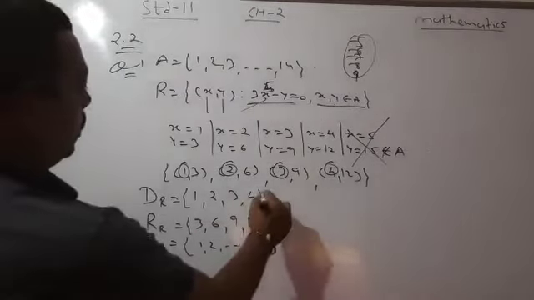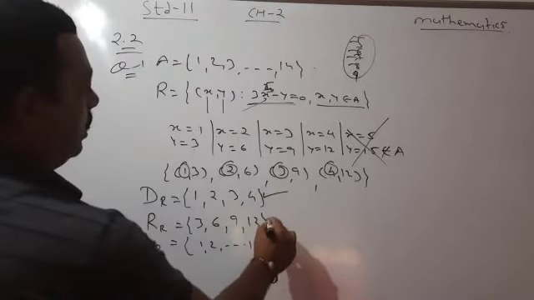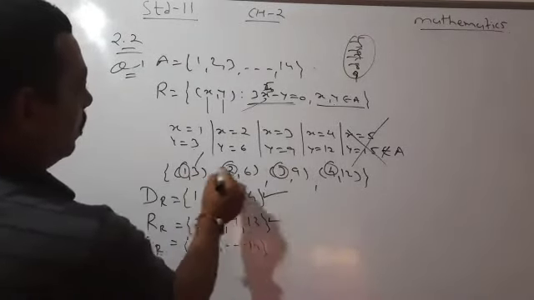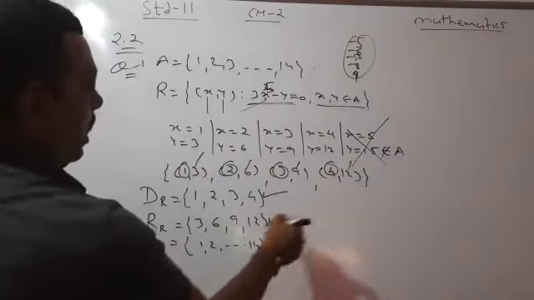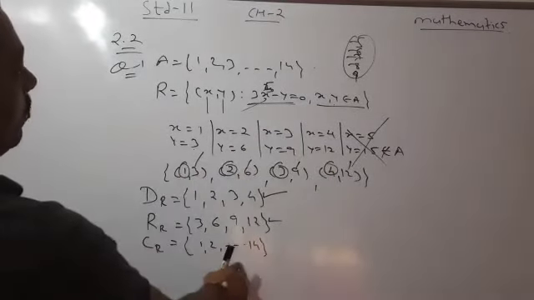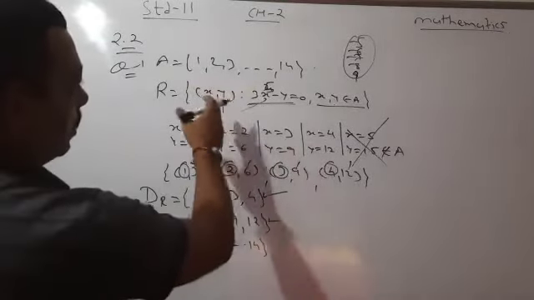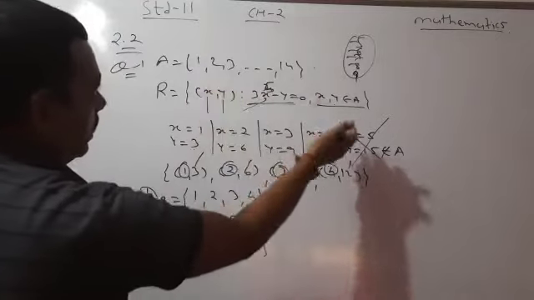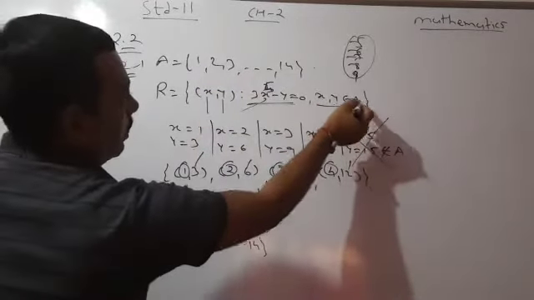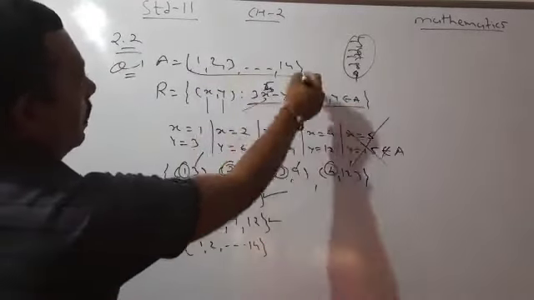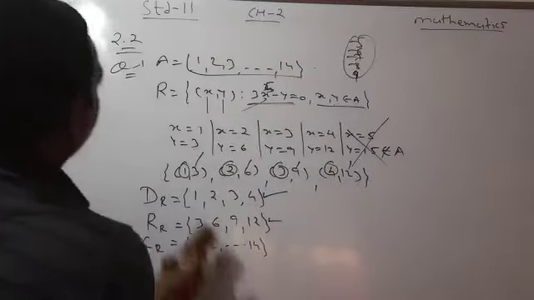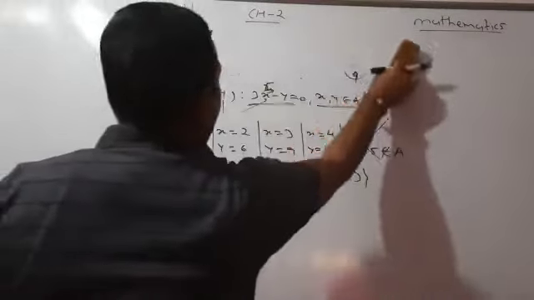So the domain is 1, 2, 3, 4. Range is the second entry of the ordered pair, that is 3, 6, 9, 12. And codomain means all the entries of the second element present in the set, meaning y present in the set. y is present in A. So we wrote A as the codomain. Clear? Now question number 2.